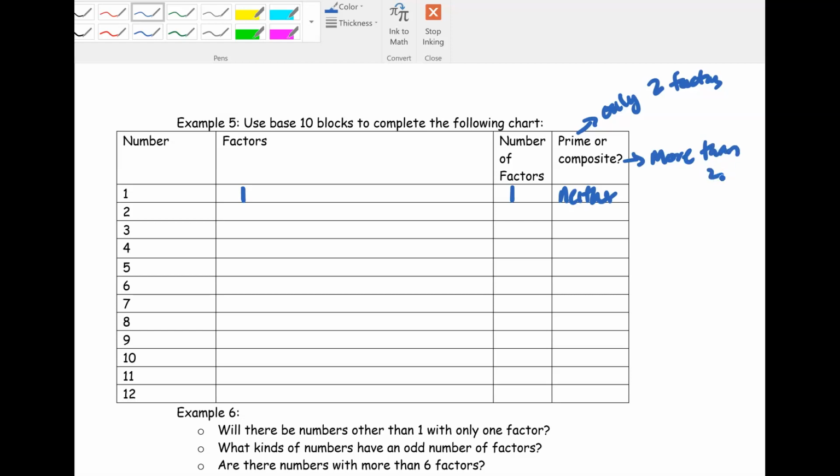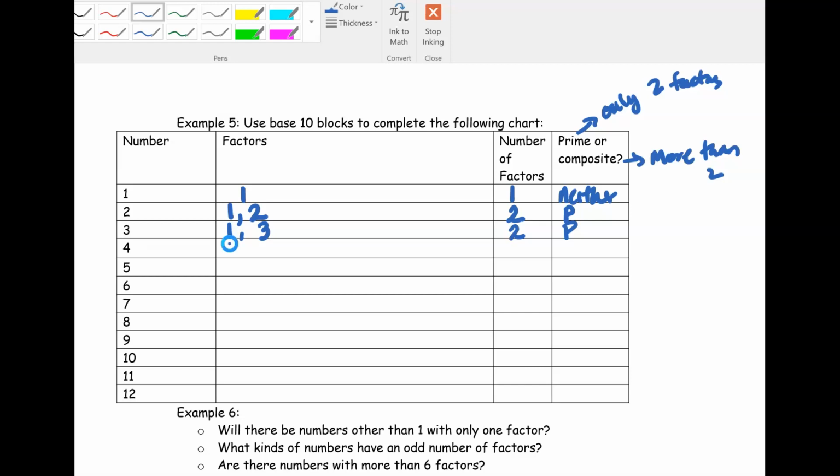Okay. 2, what numbers go into the number 2? 1 goes into 2 and 2 goes into 2. So 2 has 2 factors, so we're going to say this is prime. 3, 1 goes into 3, 3 goes into 3. So there are 2 factors there, so 3 is prime.